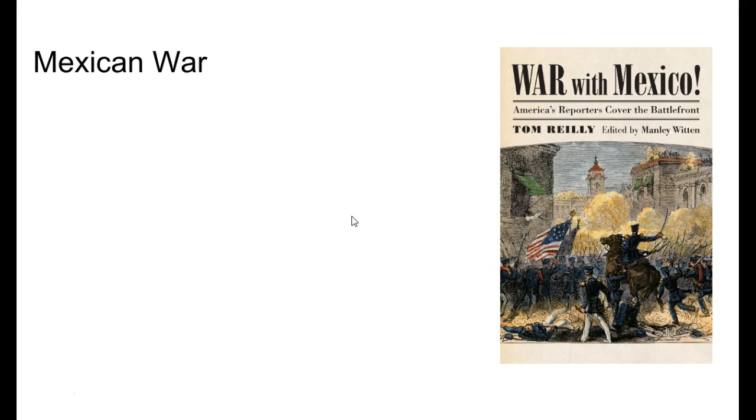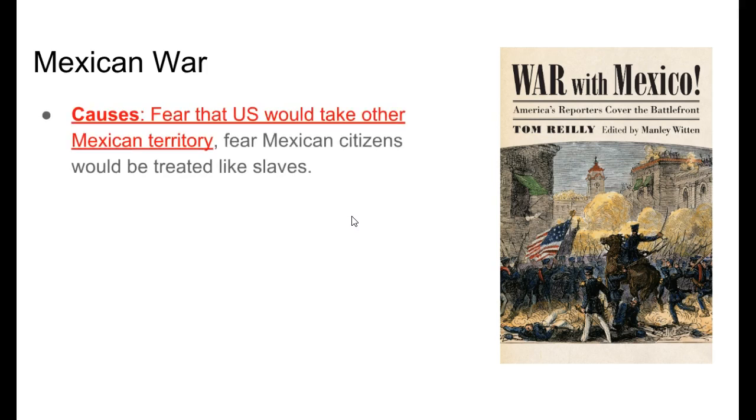Now, after Texas was annexed by the United States, this eventually led to war with Mexico. So this led to causes. The first was that the U.S. would start taking other Mexican territory. If they already took some Mexican territory, what would prevent them from taking more of it? But they also claimed that there was this fear that Mexican citizens would be treated like slaves. They would not be looked at as equals.